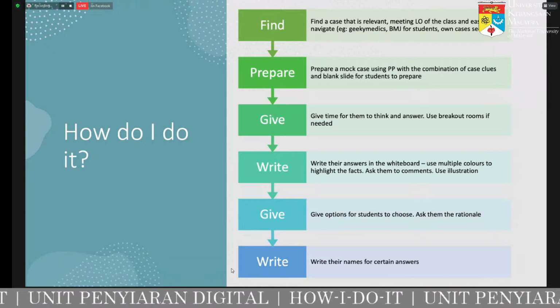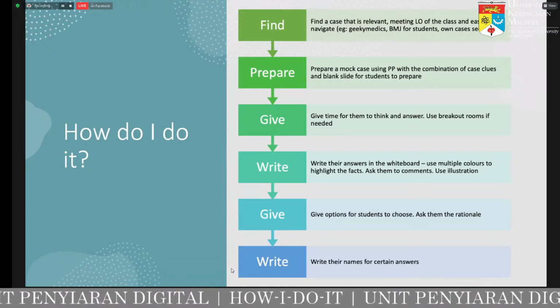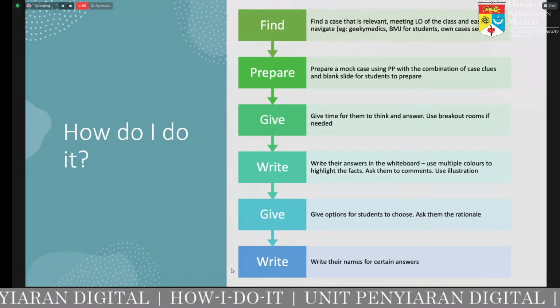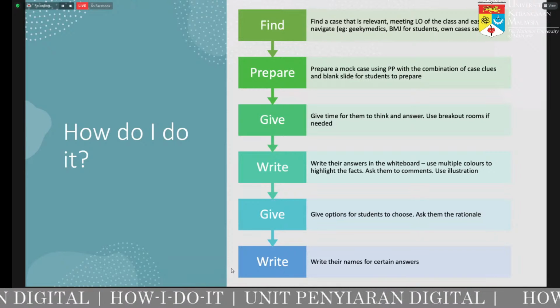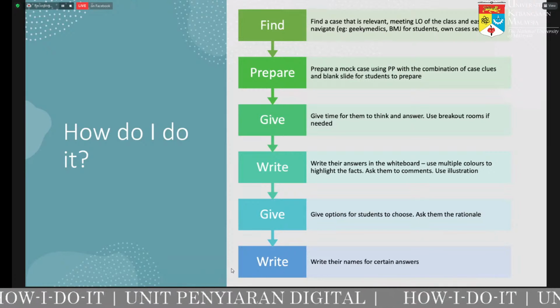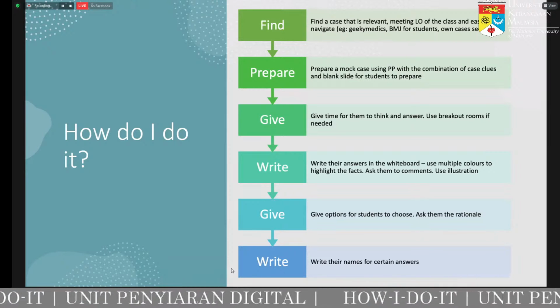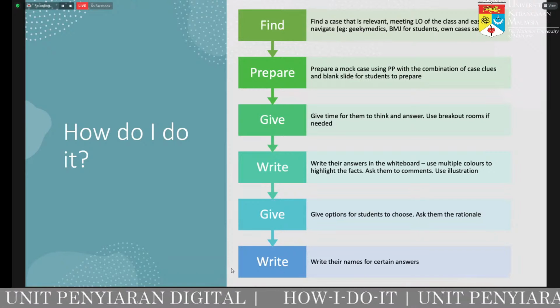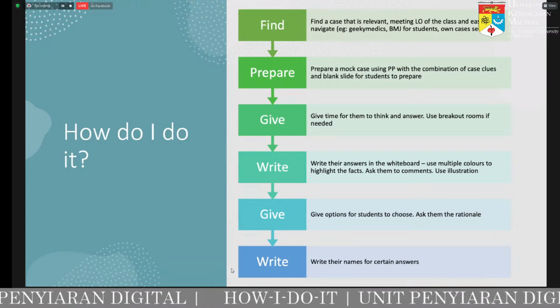Everybody can see it in real time. If they're typing one by one, you can see. If they delete, you can see. So it's just a trigger for me to discuss further with the students about the case. So what are the relevant history, physical examination, investigation, differential diagnosis, and so on.